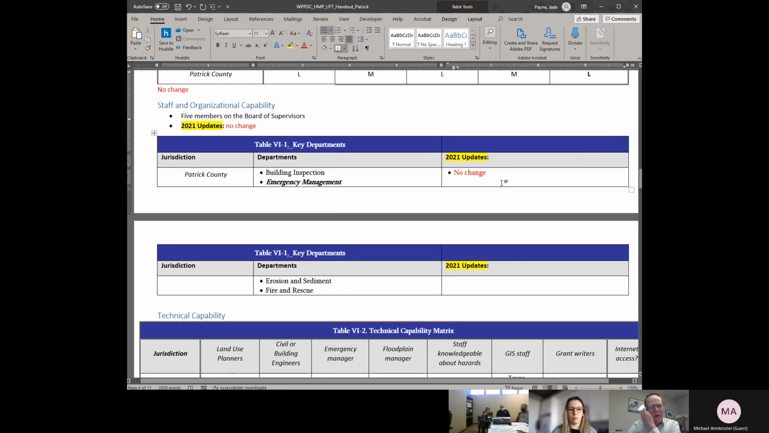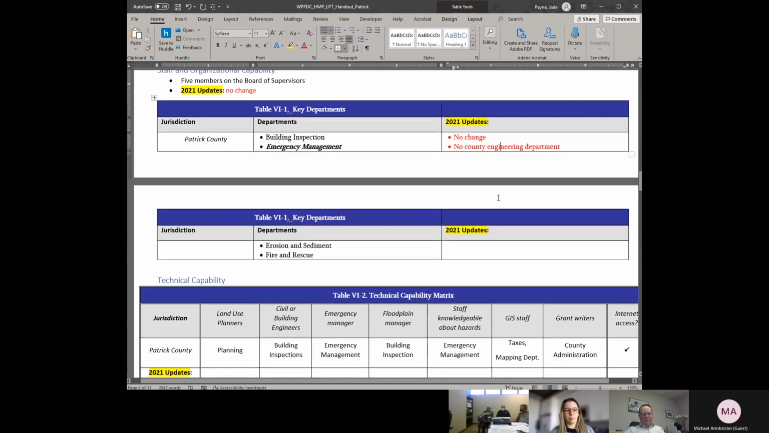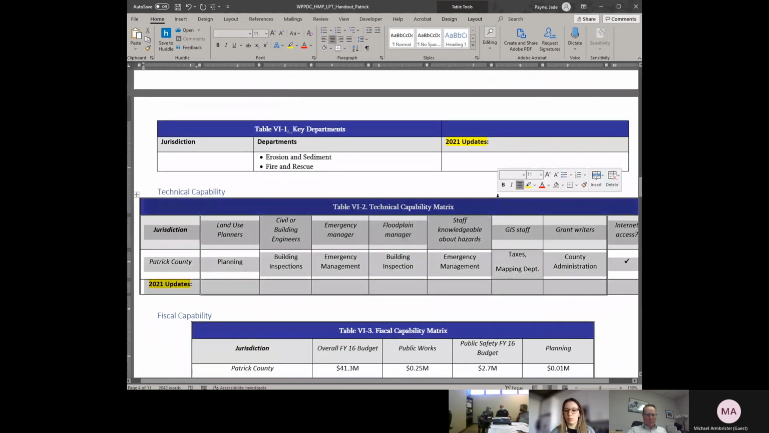Do you have a county engineering department, or do you farm that out to consultants? We do not have a county engineering department. Okay. All right. Need a consultant.